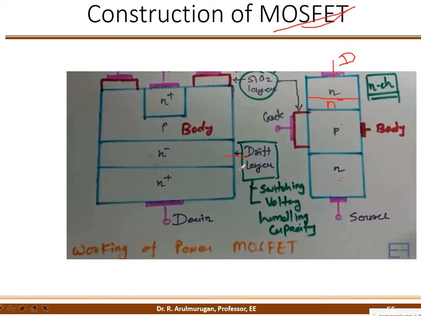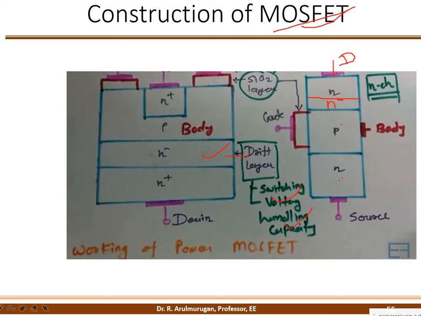Why do we draw the drift layer? If you want higher ratings, you need to draw the drift layer. If you want to develop a power MOSFET, go for the drift layer. Another specialty of the drift layer is that the switching voltage handling capacity is increased, meaning the capability to handle a higher power rating. Okay, this is called a MOSFET.